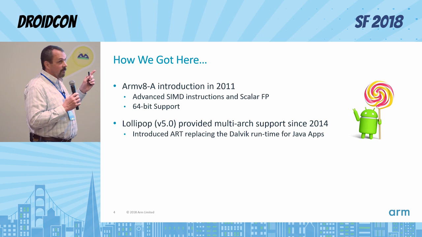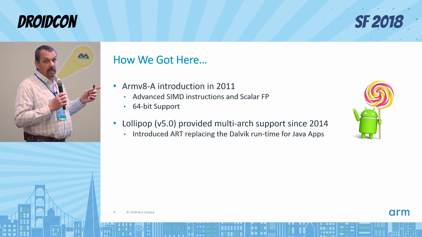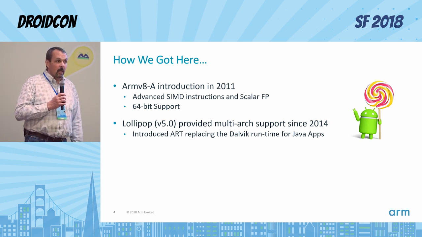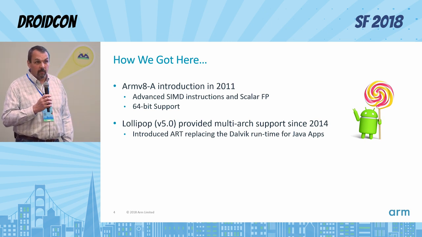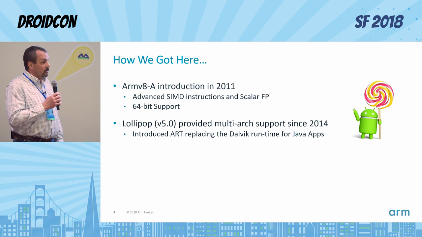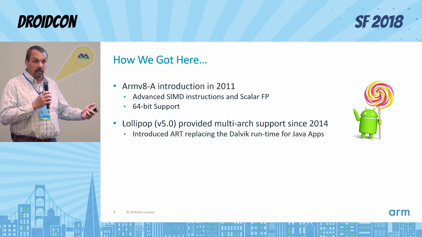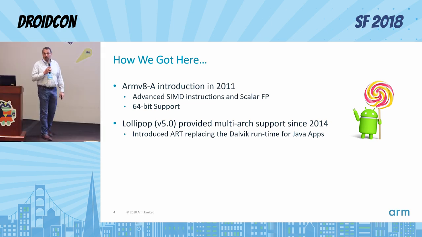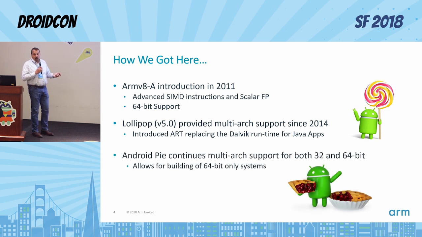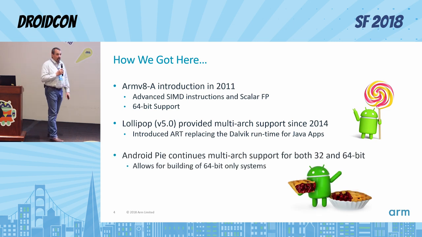We've been working very closely with the ART team ever since, optimizing the runtime for ARM, and we've had a lot of time to make some very good and very performant changes to our code. So it's been a good thing. And then Android Pie, which was just released back in August.